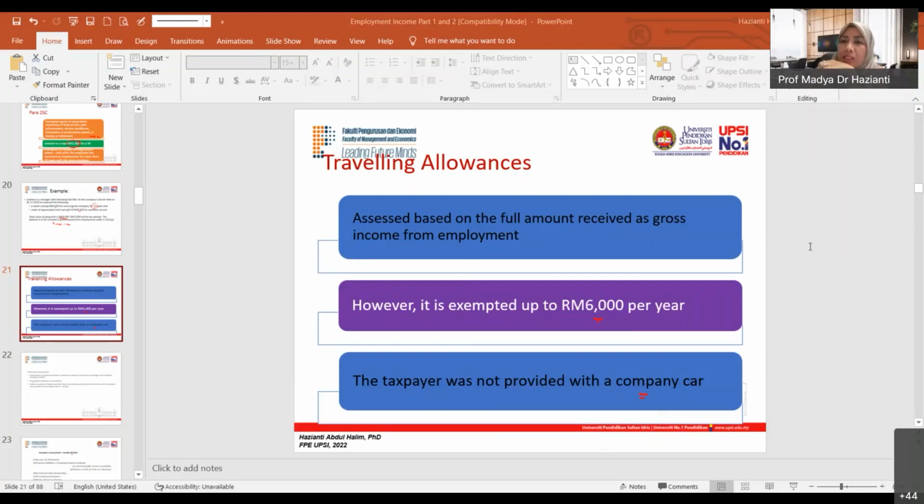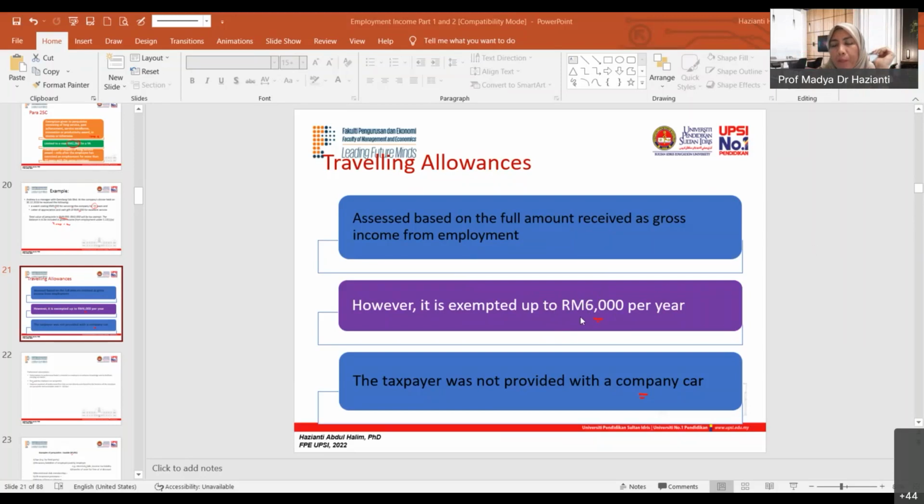Dia tak macam entertainment. Entertainment tadi ada restriction kan. Dia dapat 24, dia belanja 30, kita tolak 24 je. Itu entertainment. Travelling tak. Travelling yang ni, soalan travelling ni, saya bagi travelling expenses tau. Kalau soalan tak ada travelling expenses, 12,000 dekat atas tu, boleh tolak 6,000 ni.